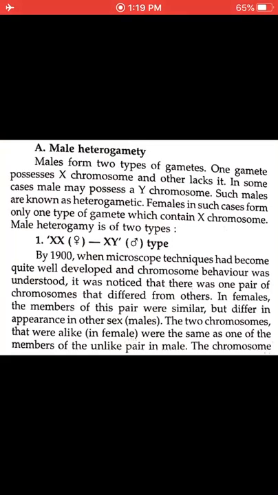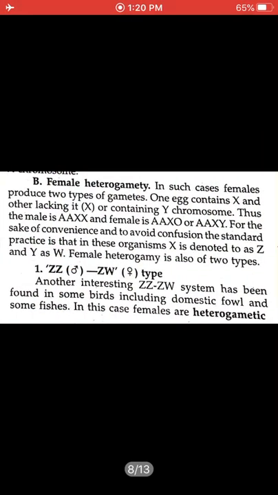Examples include domestic fowl and some fishes. They are heterogamety because females have different chromosomes, and in this case males are homogamety because they have ZZ, and females have ZW, meaning one chromosome is different. Okay, so this is very clear. In humans, males are heterogamety and females are homogamety.